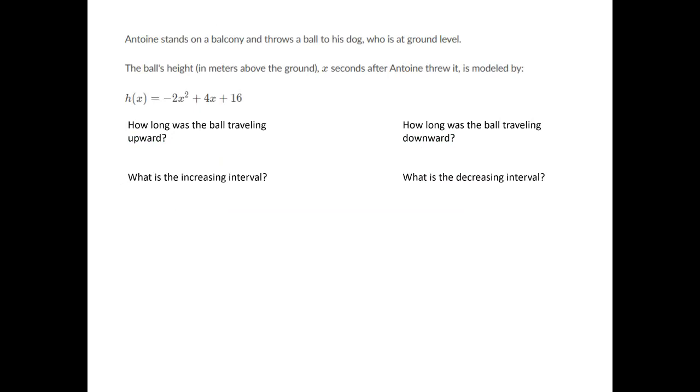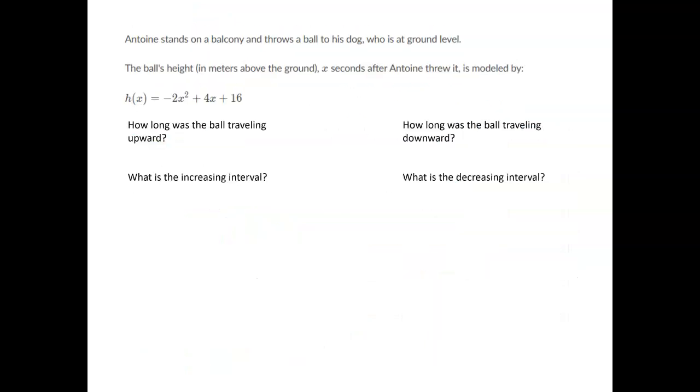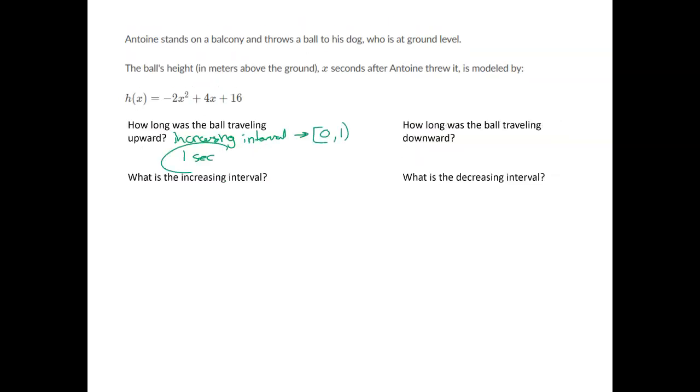Okay? So, same question. How long was the ball traveling upward? From 0 to the vertex, which is 1 second. Okay? So again, we're getting that information from the increasing interval. How long was it traveling upward? That's the increasing interval, and that was 1 second. The increasing interval was from 0 to 1. That gave us 1 second of time.